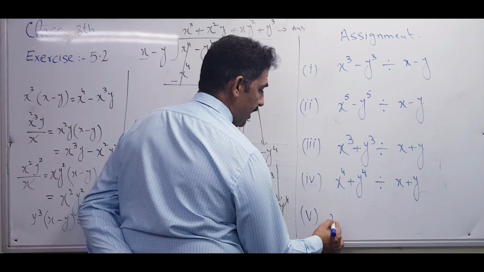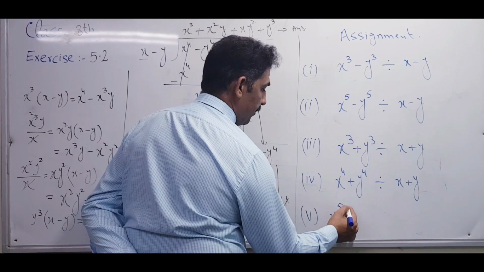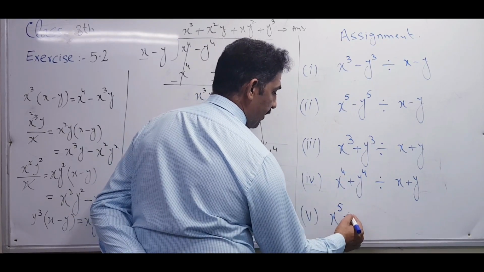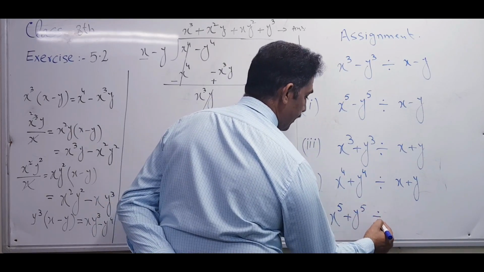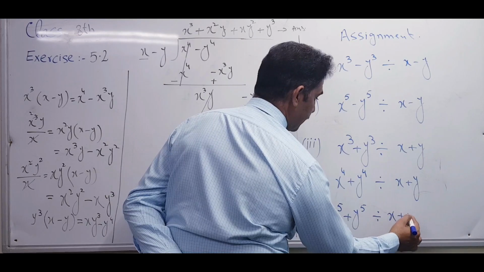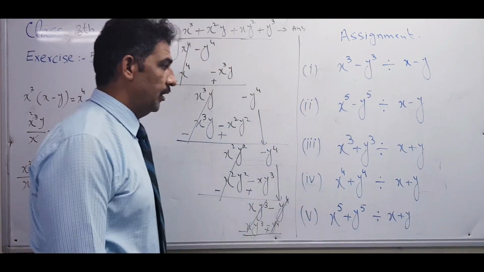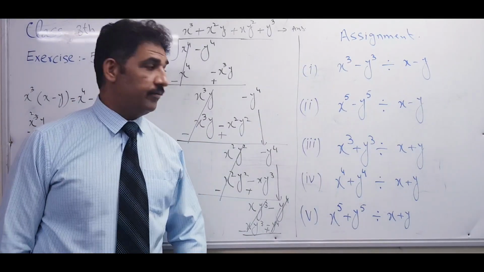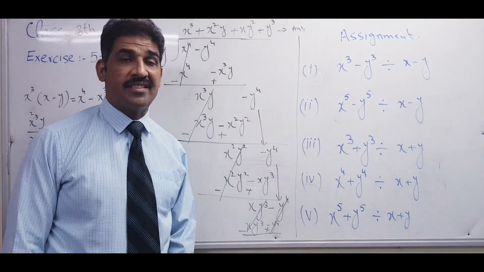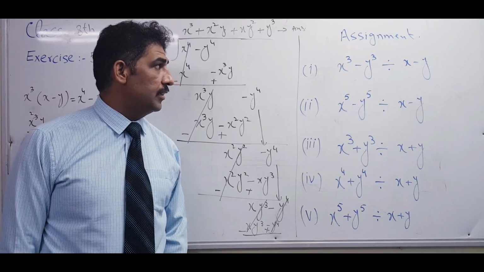The fifth part is x exponent 5 plus y exponent 5 divided by x plus y. Start to solve this question and show me. That is your assignment. Okay?